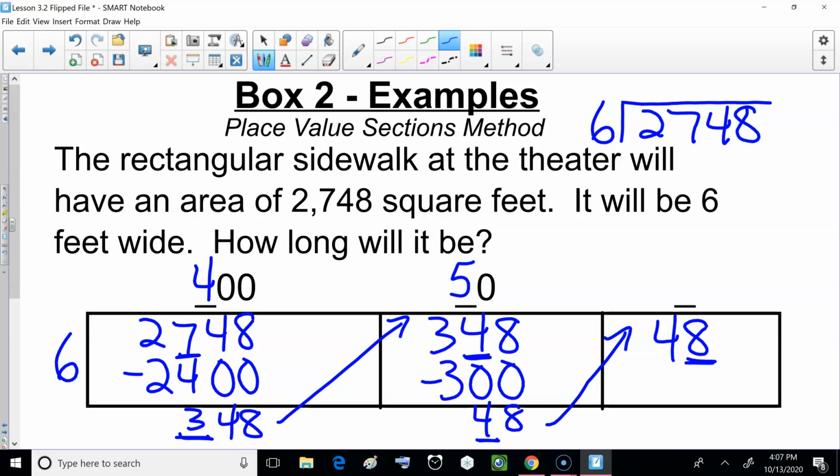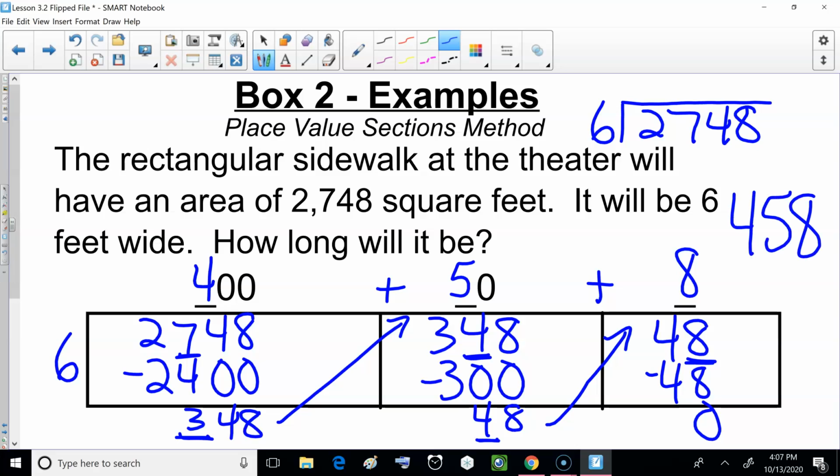6 times 7 would be 42. 6 times 8 would be 48. Oh, there we go. 48. So I'm going to put an 8 there. 6 times 8 is 48. When I subtract, I get 0. So take my numbers. I'm going to add all the partial products together. So 400 plus 50 plus 8 would give me 458.